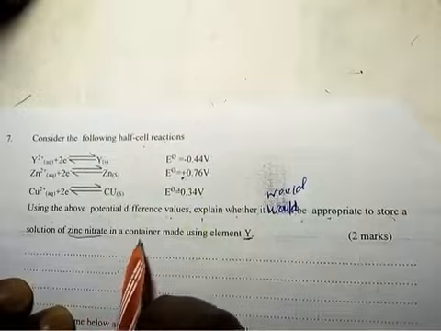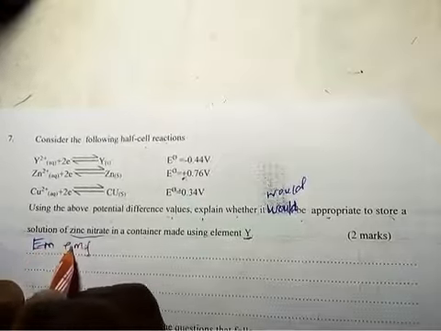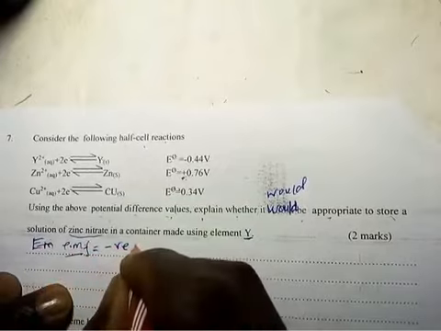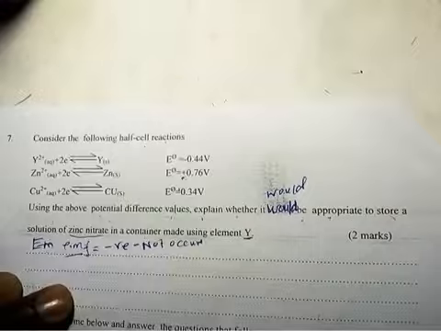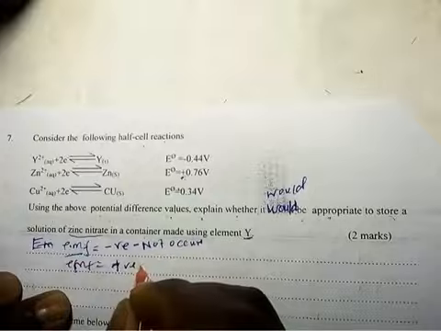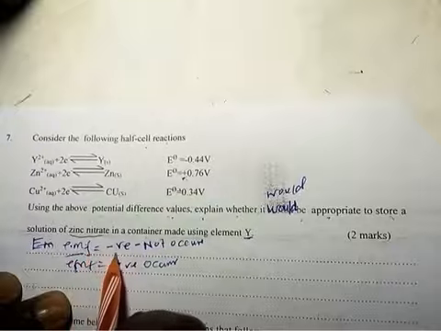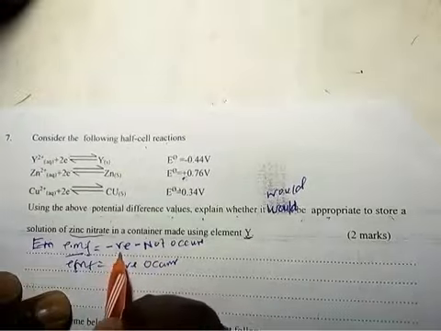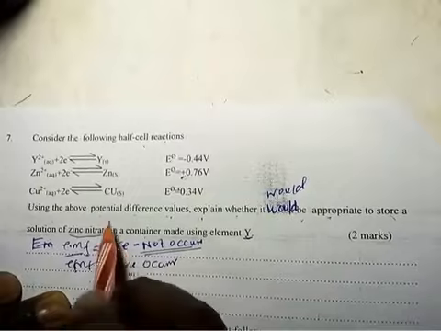To answer this question, first you calculate the EMF. Okay? If the EMF is negative, the reaction will not occur. If the EMF is positive, the reaction will occur spontaneously. The reaction will occur. That is what you are doing now. If the EMF for zinc ions and Y is negative, the reaction will not occur. If it is positive, the reaction will occur. So the first thing we do is to calculate the EMF.